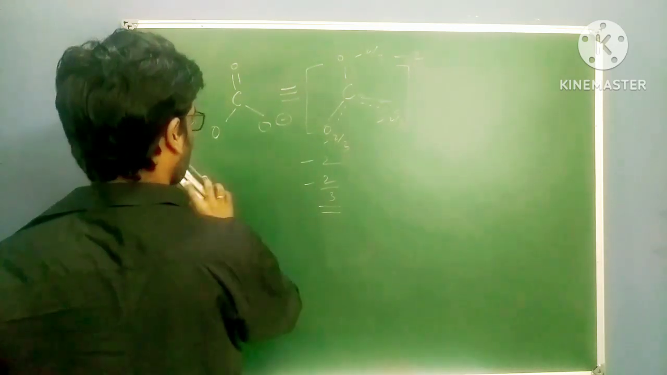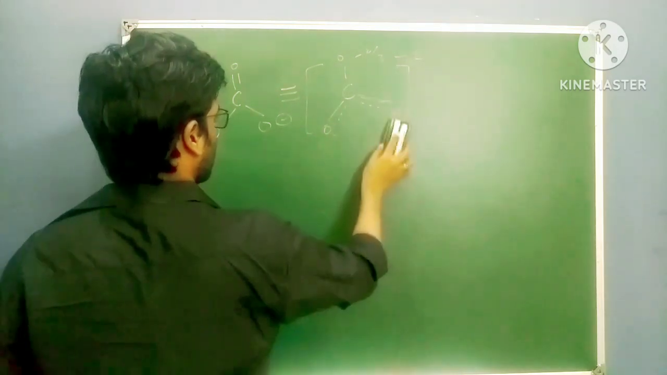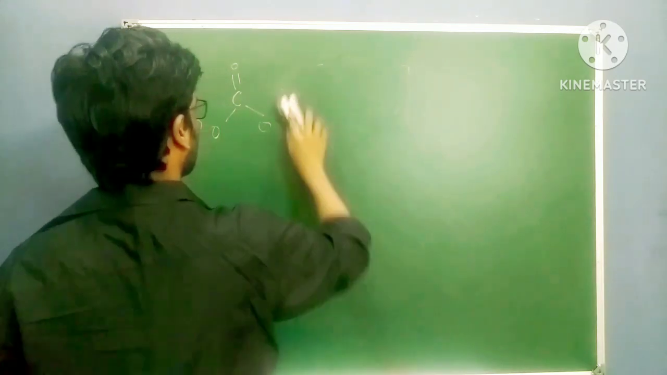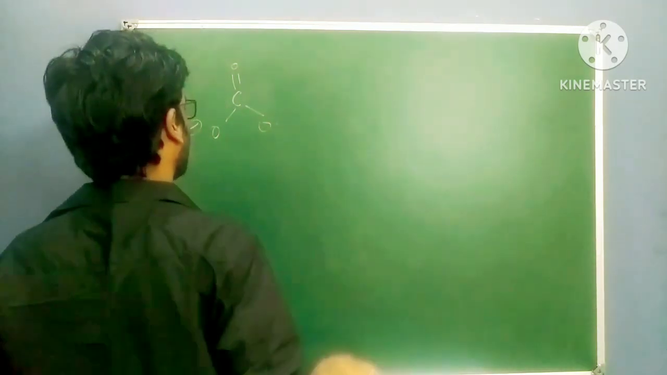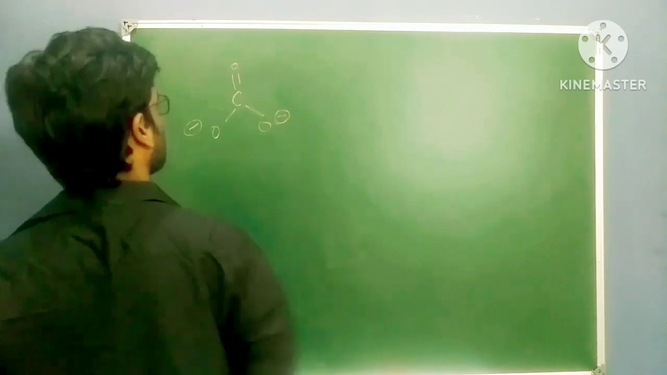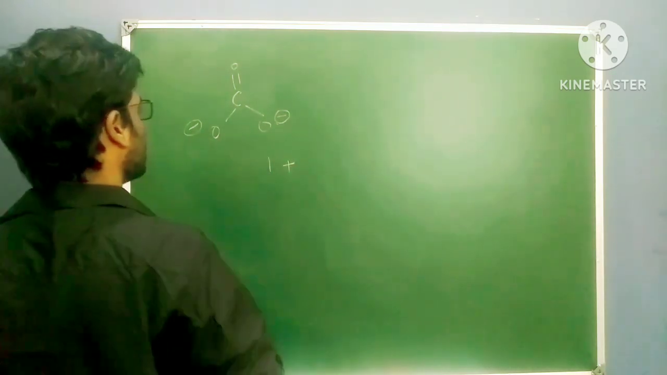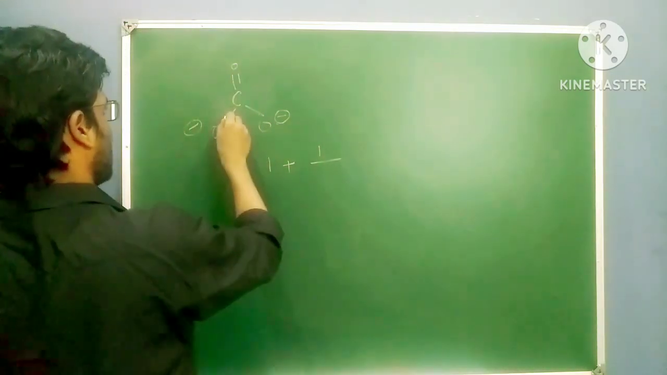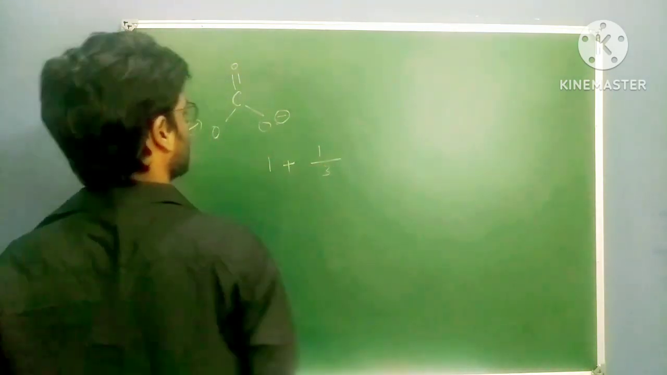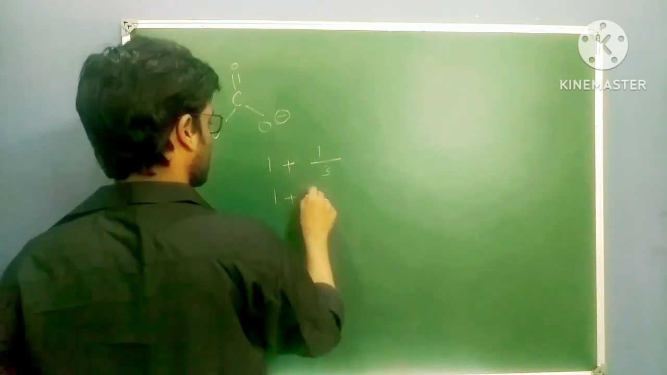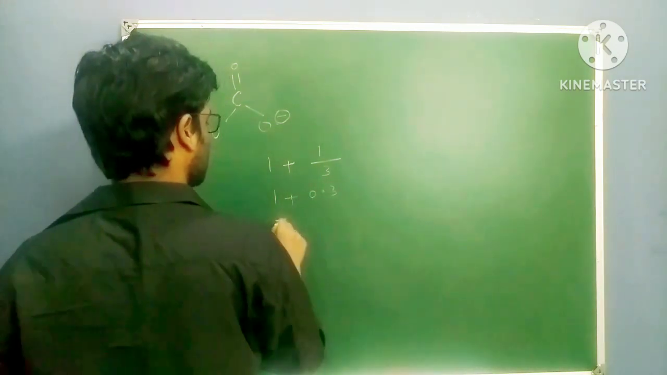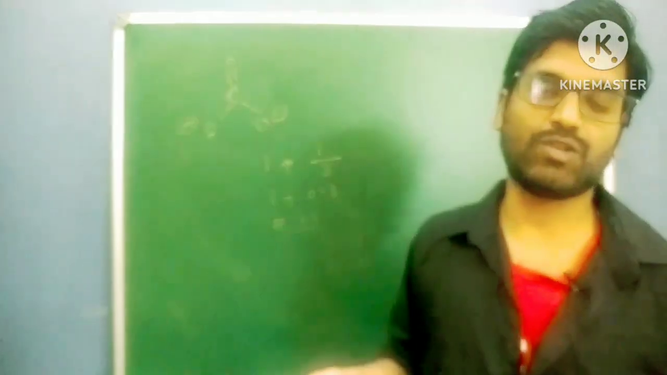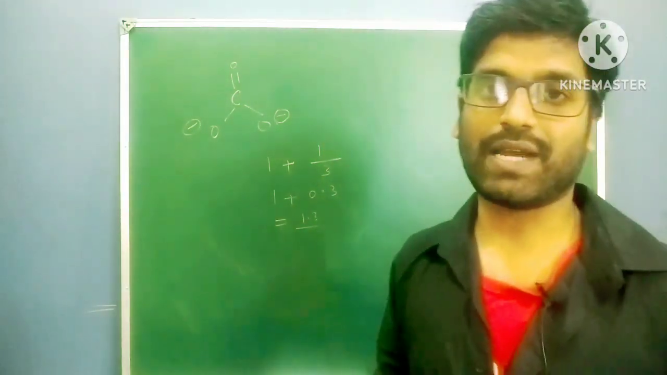Next important thing: how do you calculate bond order? There is one formula for this. To calculate bond order, 1 plus number of pi bonds over number of sigma bonds. Here only one pi bond, so 1, divided by 3 sigma bonds, so 1 by 3. So 1 plus 1 by 3 is about 0.3, so 1 plus 0.3 is 1.3. The bond order is 1.3. It is in between 1 and 2. So 1.3 is your bond order. You have to calculate like this.